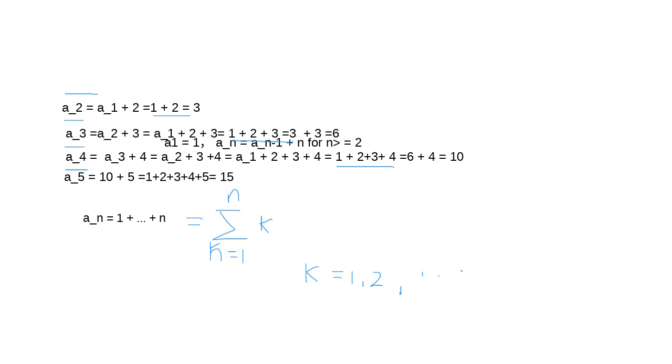Okay, does this help? The answer key gives the formula as n times n plus 1 divided by 2. That's exactly what this is. Yeah, I should write this instead of writing that.